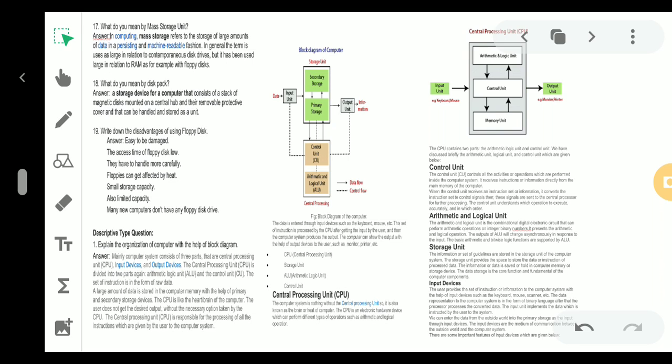Okay, so what do you mean by disk pack? A storage device for a computer that consists of a stack of magnetic disks mounted on a central hub, with a removable protective cover that can be handled to store this unit.